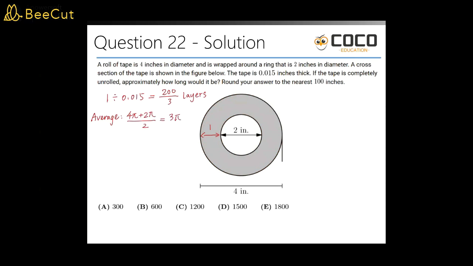So now we assume that all the layers, the average circumference is 3 pi. We can find the total. We use the number of layers, 200 over 3 times 3 pi. That gives us the total length. That's 200 pi. Now we know pi is around 3.14. So the total is 200 times 3. This is 600. We choose option B.